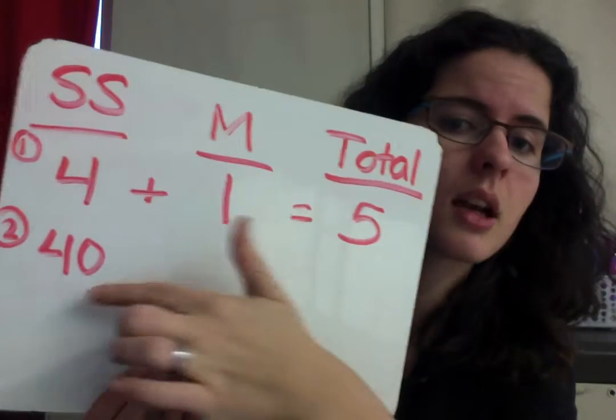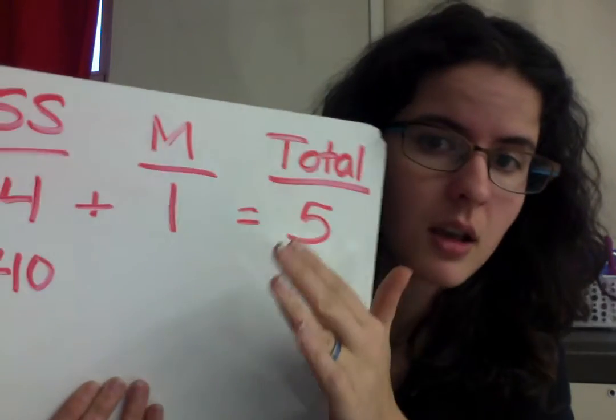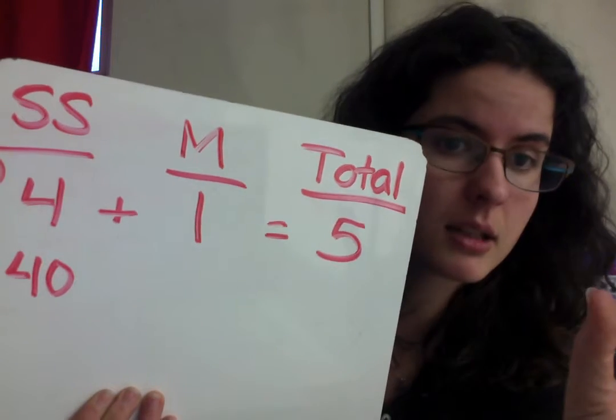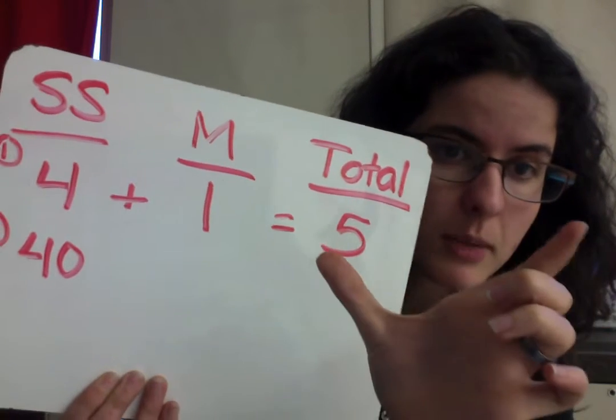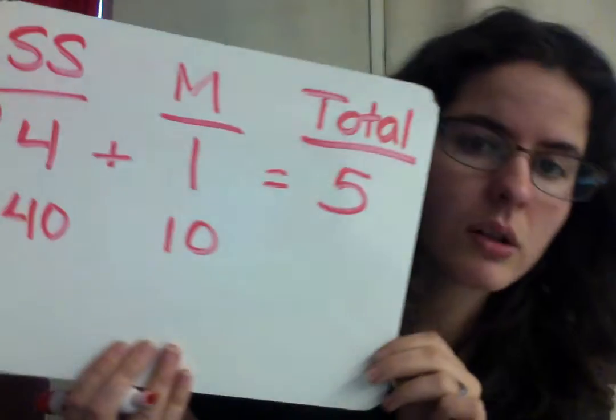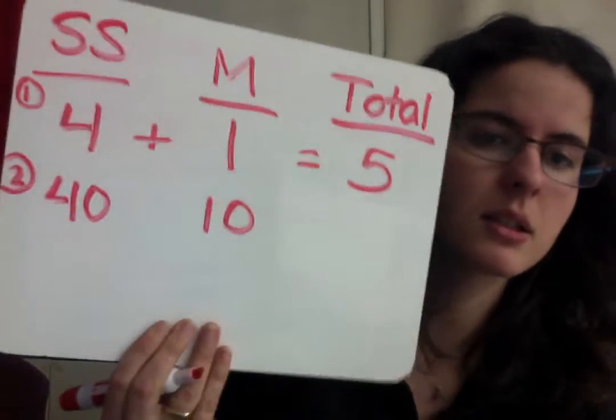So then let's go to he studied 40 minutes. 40 minutes is nice because, again, I can cut it up into 4 pieces. If I cut 40 into 4 pieces, each piece would be 10 minutes. So then 40 minutes social studies, 10 minutes math. And if I put all of that together, 40 plus 10 minutes is going to be 50 minutes spent total.